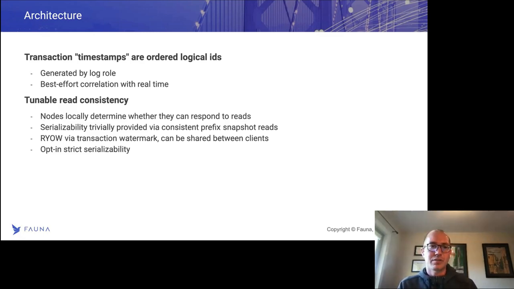The second, I touched on this too: Fauna provides some nice options for tunable read consistency. The baseline is serializable reads. Stale reads can be a problem, but there are ways for users to get region rights or session consistency by default too. And then there are options to gain back stricter serializability, all the way up to full strict serializability, based on what's going on in your application.